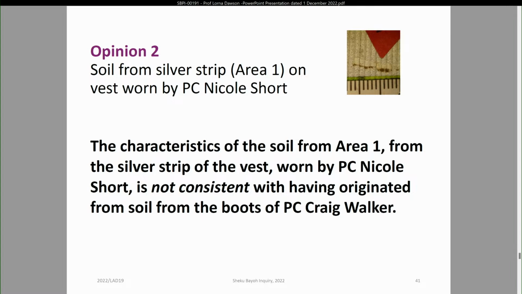The characteristics of the soil from Area 1 from the silver strip of the vest worn by PC Nicole Short is not consistent with having originated from soil from the boots of PC Craig Walker. And again, the characteristics will be the morphology as viewed under the microscope and also the relative compositional elemental analysis. Both those aspects were different, yes.